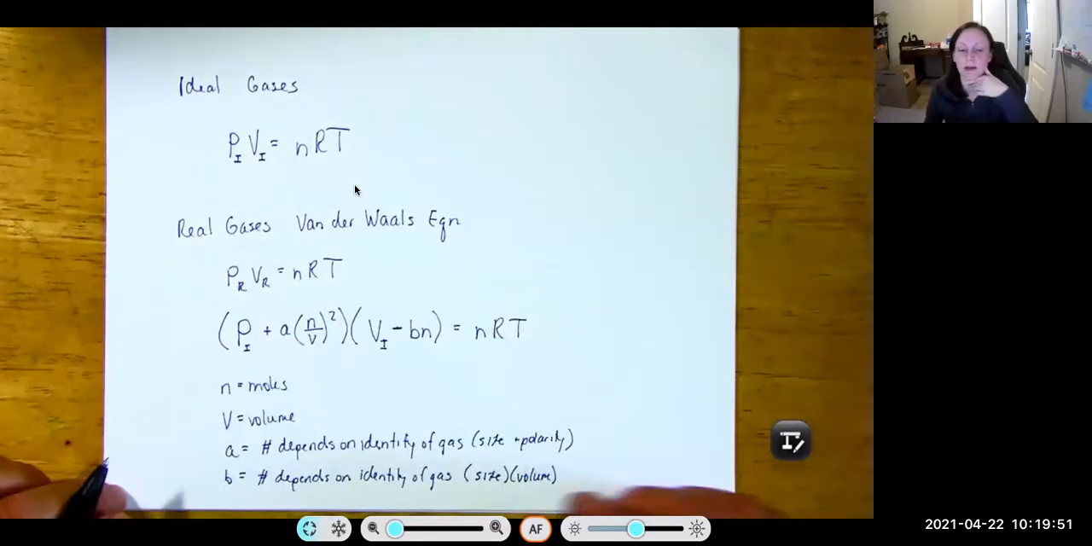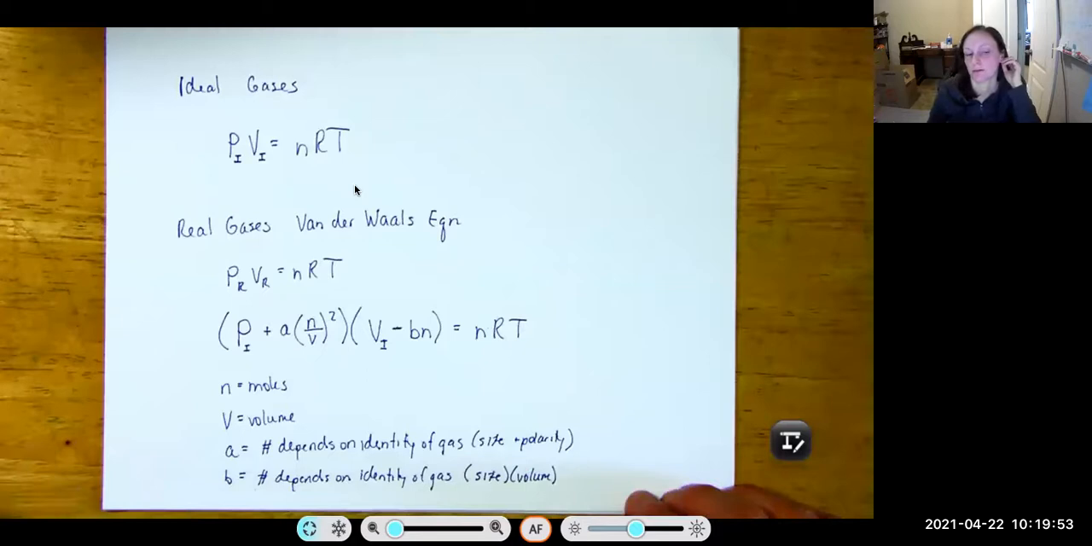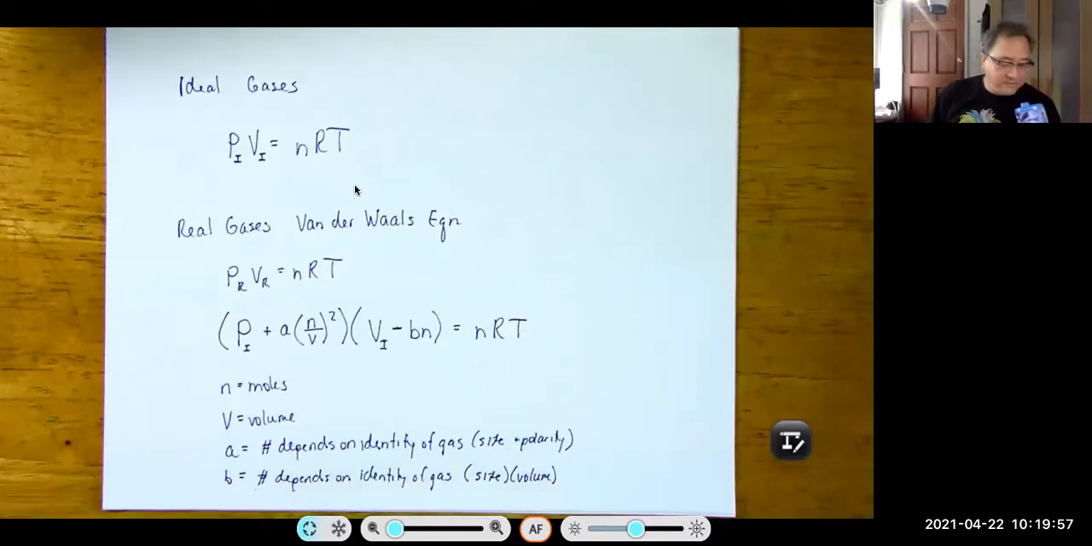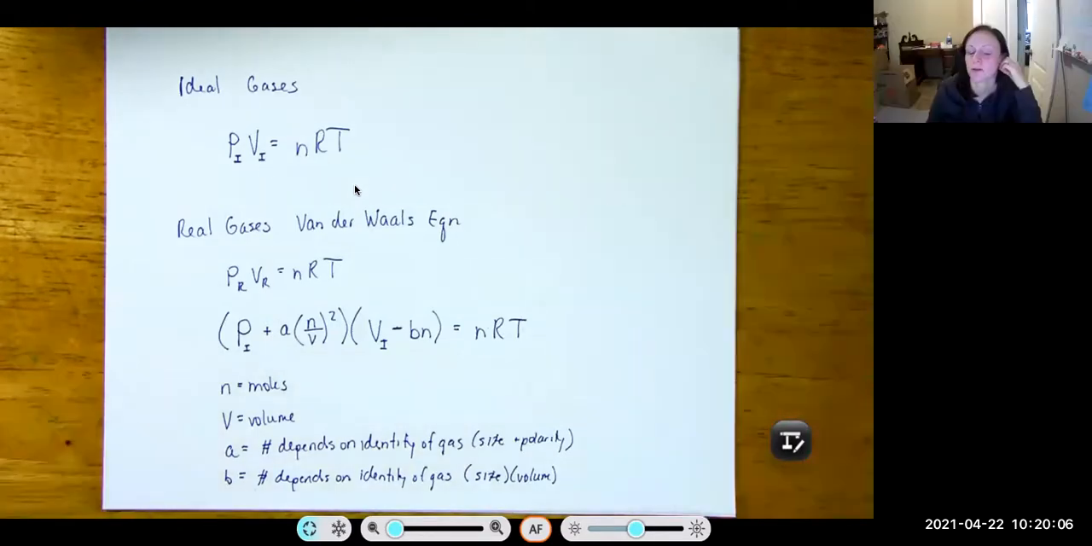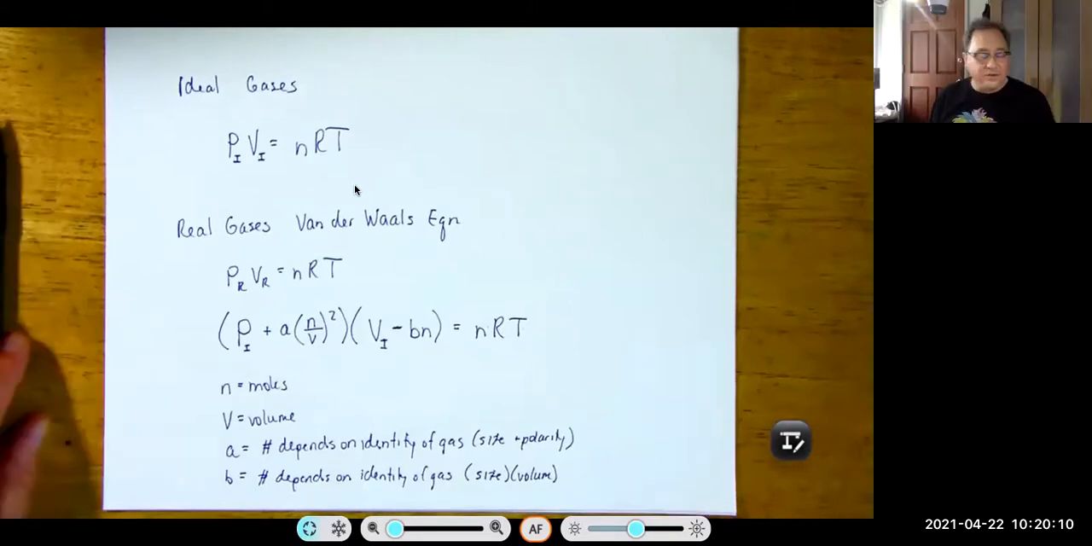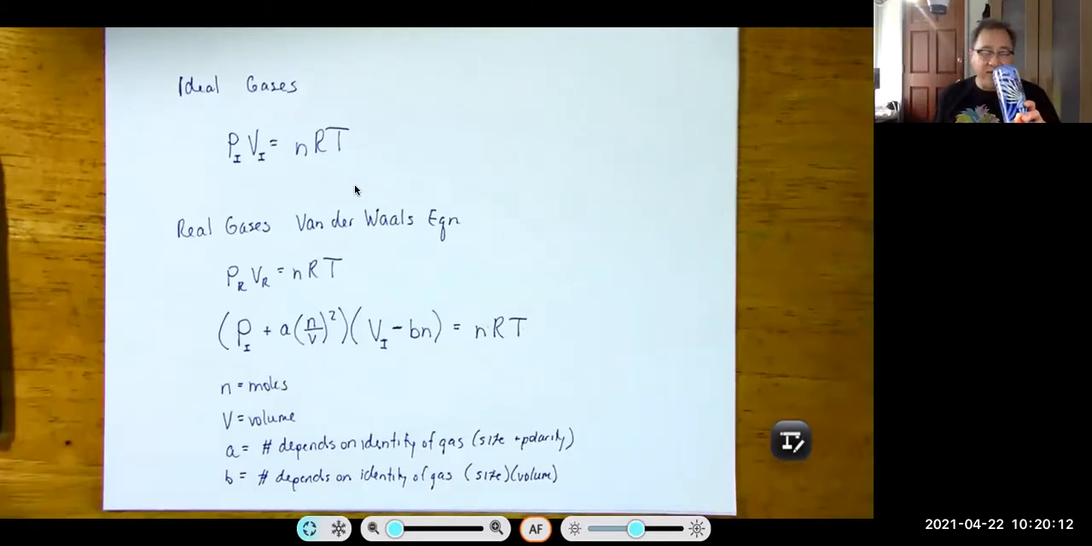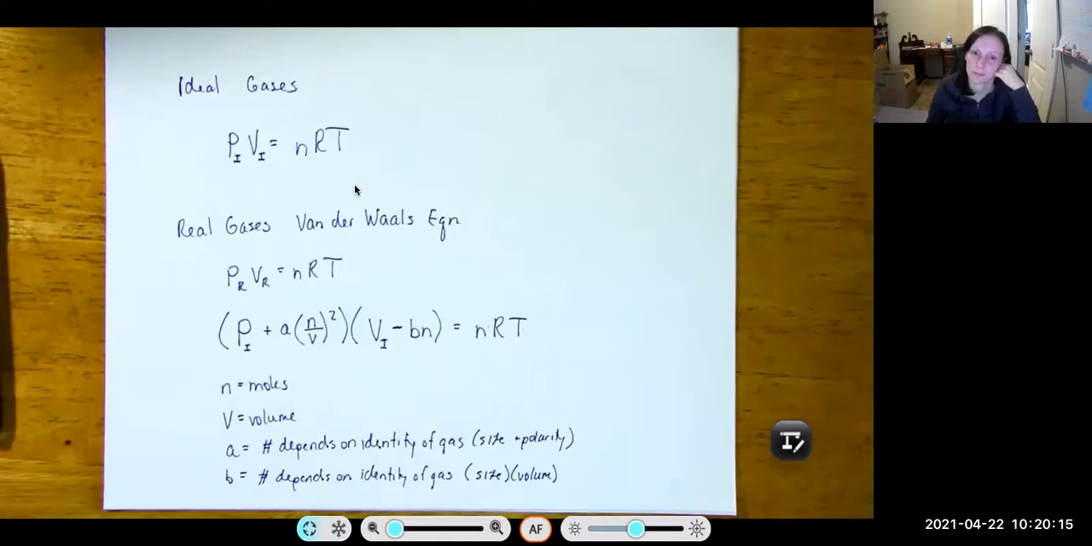So a and b are values we could look up if we wanted. I'm not going to give you a problem on the test that says here's an a and here's a b, calculate it. I just mean that for our own personal interest, we could look up the a's and b's somewhere. Our book even has some a's and b's.